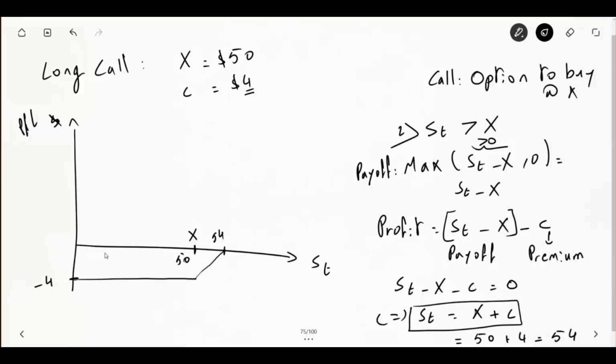For any price above 54, I will have a positive profit. And as you can see, because there is no limit on the upside potential of the stock, I can say that there's an unlimited profit potential. So here I have a limited loss.